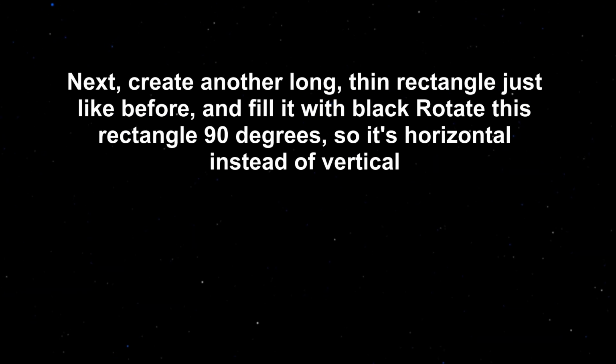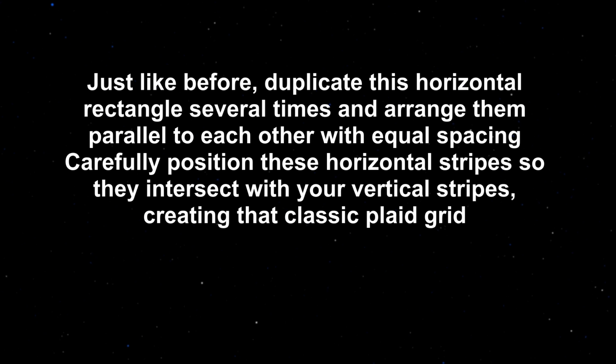between. Next, create another long, thin rectangle just like before, and fill it with black. Rotate this rectangle 90 degrees so it's horizontal instead of vertical, just like before. Duplicate this horizontal rectangle several times and arrange them parallel to each other with equal spacing.